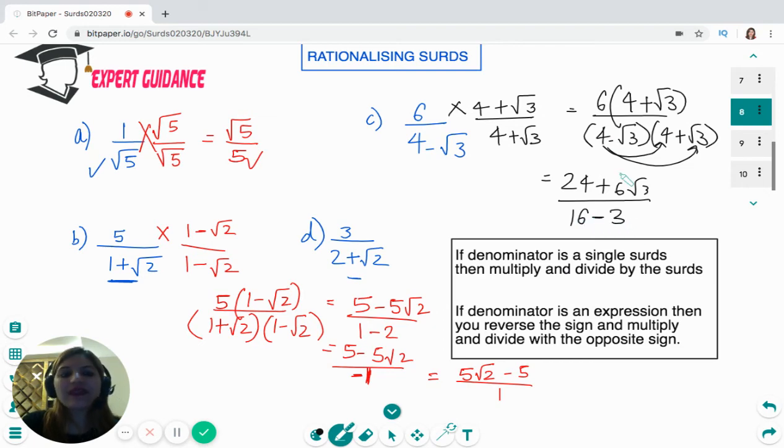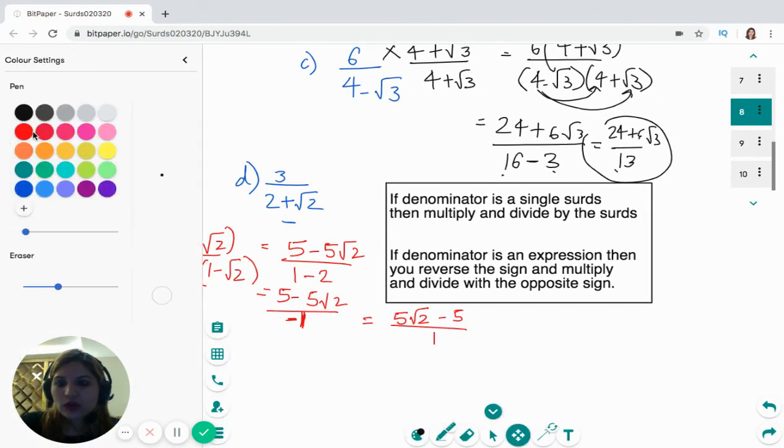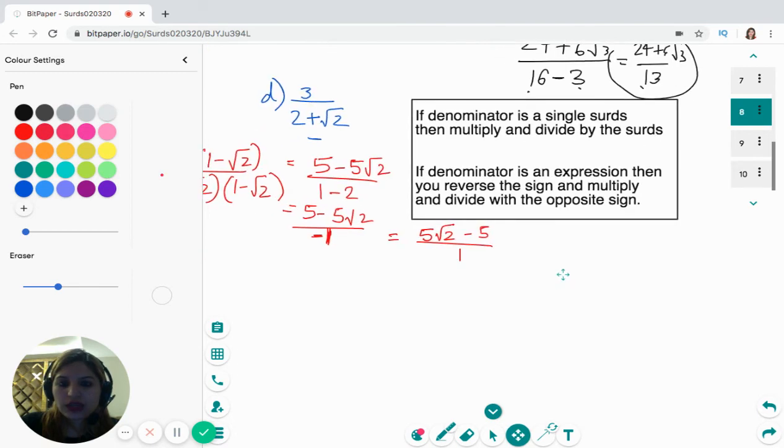So when you expand this bracket, 4 root 3 and 4 root 3 get cancelled. So you'll just get left with 16 minus 3. Now 16 minus 3 is 13. And at the top, you have 24 plus 6 root 3, which will be your answer. Okay, so I hope this is clear to you. Now let's have a go at this last question, which is 3 over 2 plus root 2.